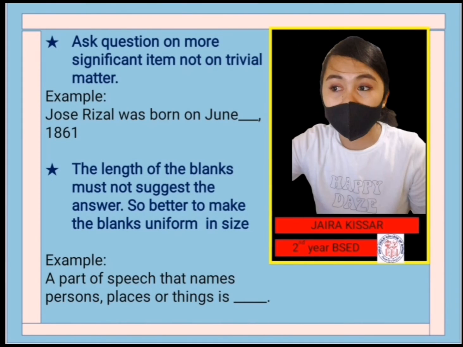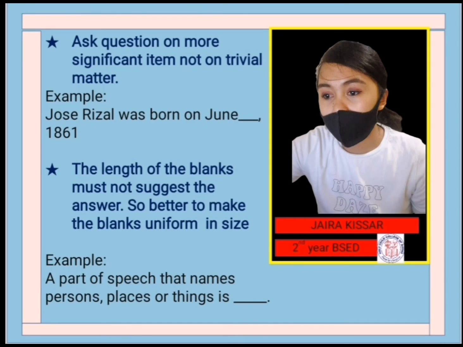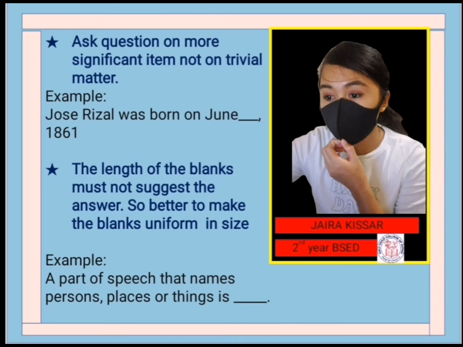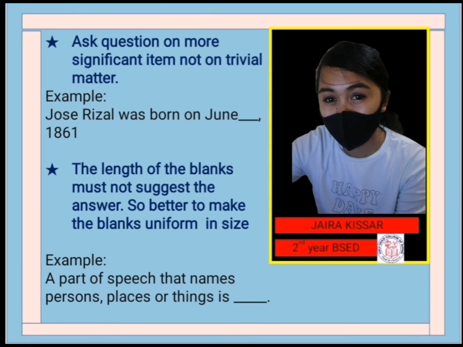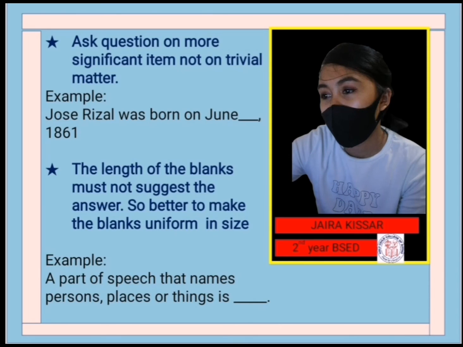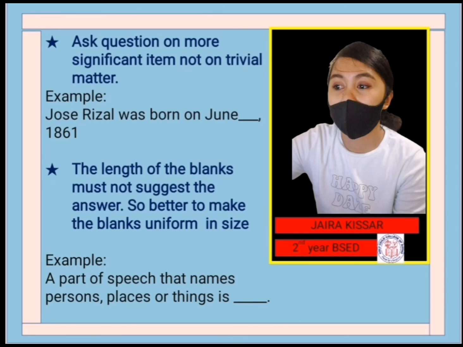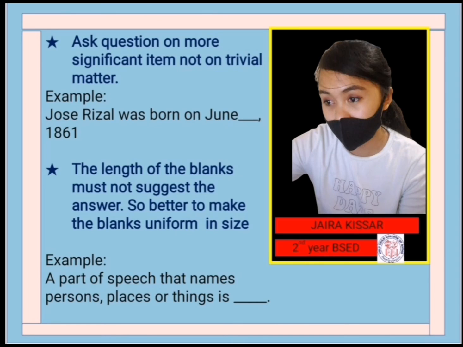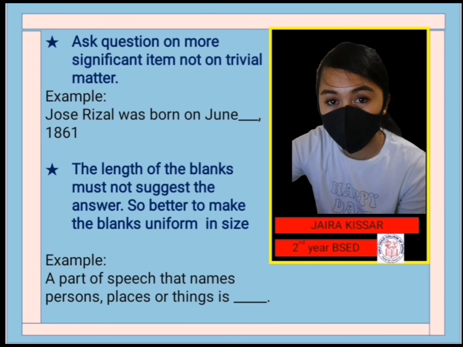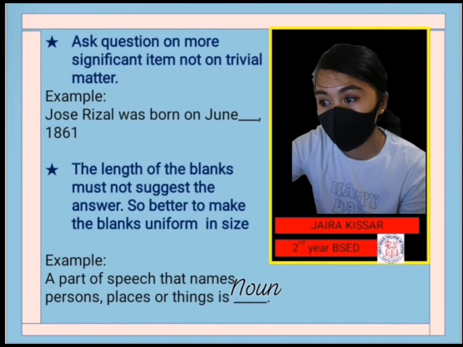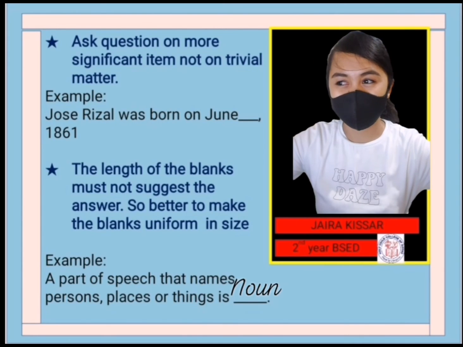So ask questions on more significant items, not on trivial matters. So there are other significant items rather than asking specific birth dates. So it's too easy. Then the last is the length of the blanks must not suggest the answers. So better to make the blanks uniform in size. So the part of speech that names persons, places, or things is what? The noun. Okay, that's all for my part. Thank you.